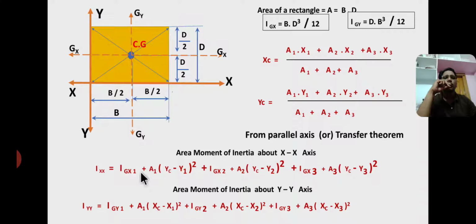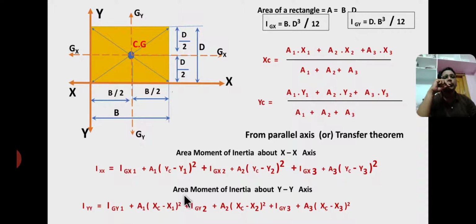where Igx equals BD cube by 12 and area equals B into D, and yc equals A1 y1 plus A2 y2 plus A3 y3 by A1 plus A2 plus A3, whereas y1, y2, y3 are the distances of the individual centroids from the x-axis.